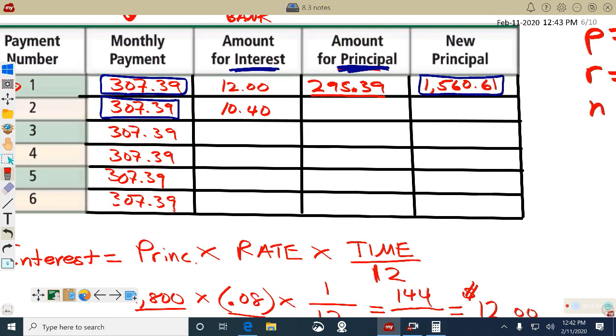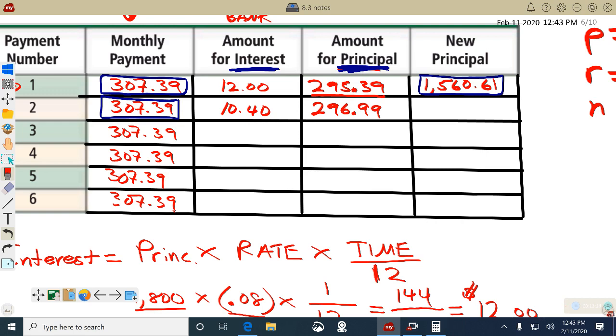Let's see. Well, it's going to be 297.39. No, 296.99. So 296.99. So look at how on the second month, more of his payment goes towards the principal and less goes towards the bank. On the first payment, more went to the bank. Notice as he pays off this loan, less and less will go to the bank, and more will go to the principal.